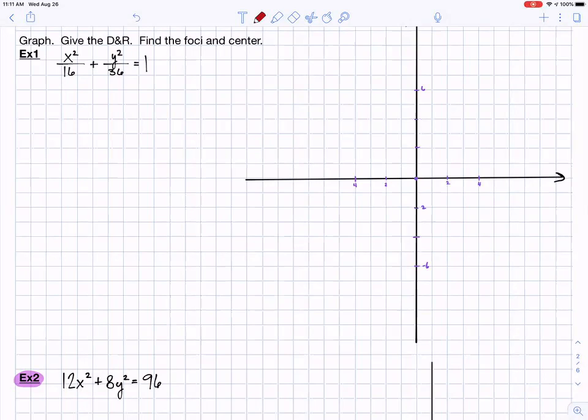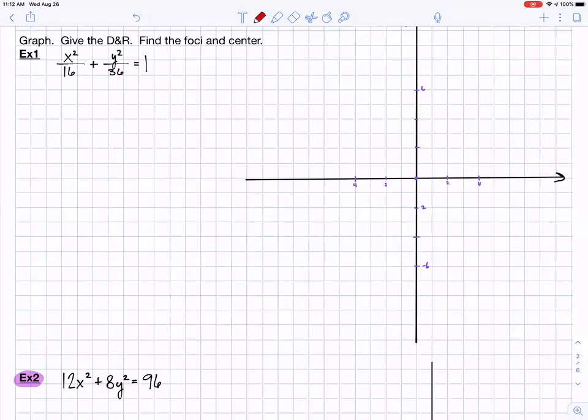I gotta know H and K. I gotta know where the center is. And then what else should I need to know? A, I need to know where to put my 2 vertices, and B, I need to know where to put the ends of the minor axis, okay? So I actually need to have 4 things to graph an ellipse: H and K, A and B. All right, so I'm supposed to graph, I'm supposed to give the domain and range, and I'm supposed to find the 2 focus points, and I'm supposed to find the center. Okay, it's a lot of stuff, all right?